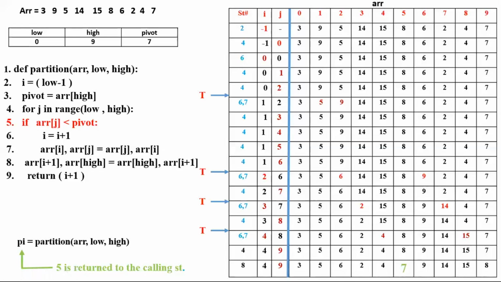And we compare array sub 2, since i is 2. We compare array sub 7 with the pivot. Array sub 7 is 2. Since 2 is less than 7, we increment i and swap 2 and 14. We swap array sub 3 and array sub 7 here.